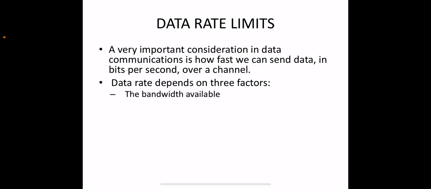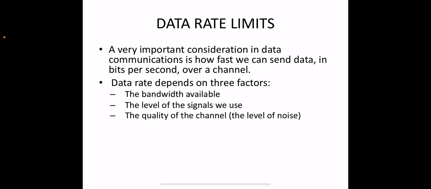The first one is the bandwidth of the channel. The second one is the level of the signal, how many levels we are using to represent the data. And the third one is the quality of the channel, how good the channel is, how much noise is present over the channel. So these three factors limit the data rate of a channel.